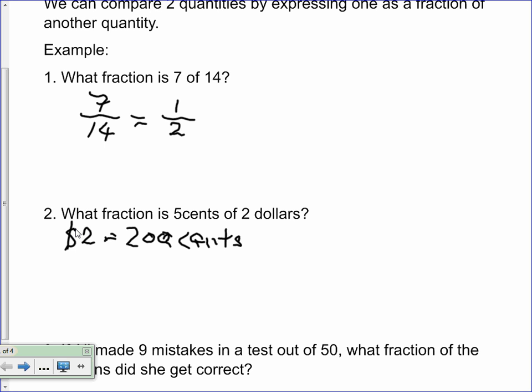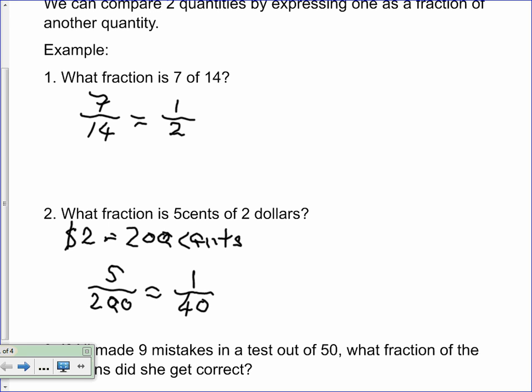So we can do 5 over 200. Let's simplify this fraction. Nelson, what's 5 over 200? We'll find out. Good. So common factor is 5, so it's 1 over something. What's 200 divided by 5? 40. Yeah, so it's 1 over 40. It simplifies to that.